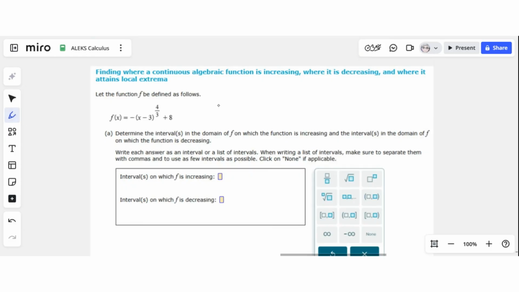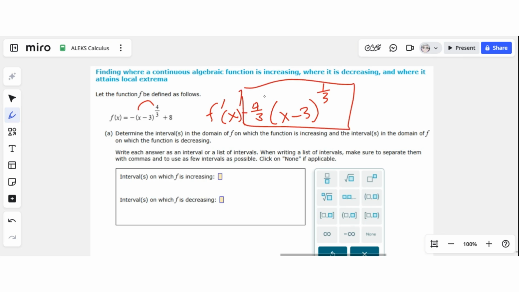So let's find f prime of x. I'm going to multiply 4/3 out front. So there's a negative sign there, negative 4/3 times x minus 3, and we're going to decrease the exponent by 1, so we get 1/3. I don't have to do anything with the inside because if I were to use the chain rule here, the derivative of x minus 3 is just 1, so I'd be multiplying by 1. So this is actually done there. And the plus 8, of course, becomes 0.